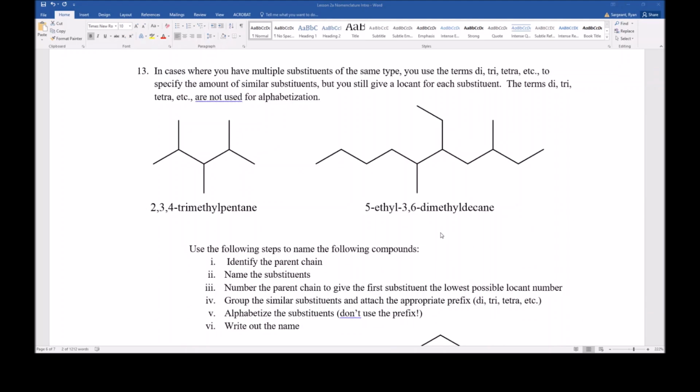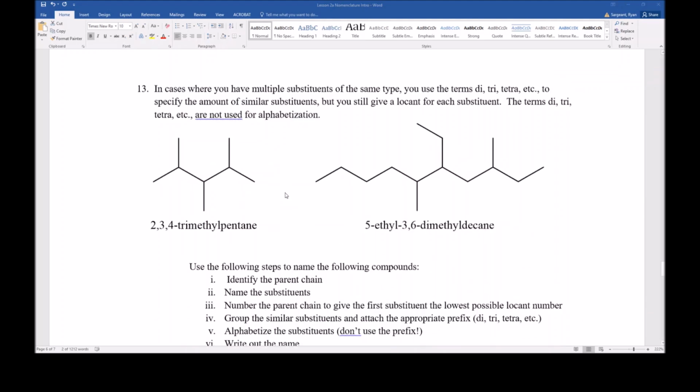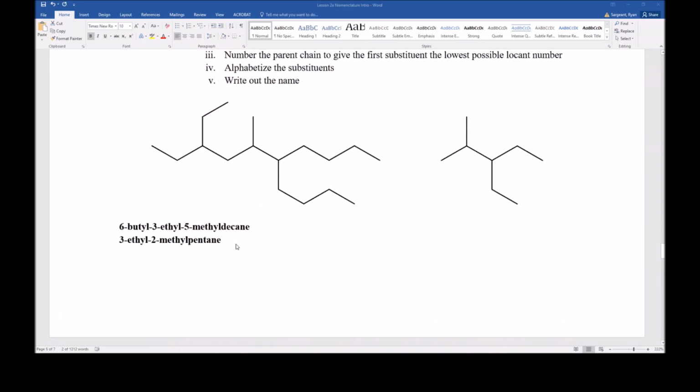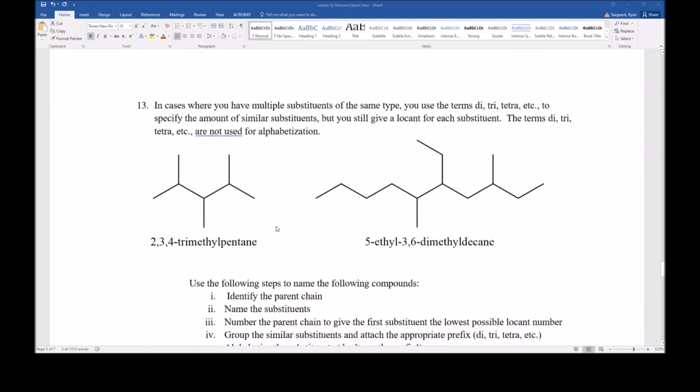If you'll notice in all the previous examples I gave you, all the substituents were different. So it was a butyl, an ethyl, and a methyl. And now we're looking at where the substituents are the same thing. So it's a methyl, and a methyl. Or we have 1 ethyl off this thing and 2 methyls. And when you have that, you lump them together. So this now becomes a trimethylpentane.